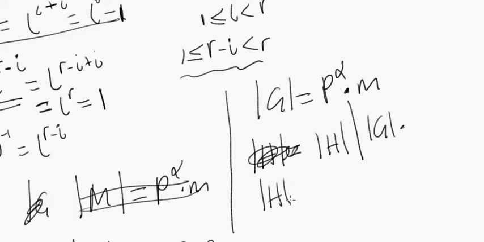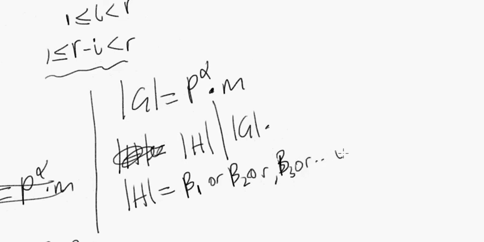Let's say these were the divisors. There's some divisor called beta 1, another divisor called beta 2, beta 3, and so on and so forth. Do you think p to the alpha is a divisor of p to the alpha times M, or some other possibility, let's say up to beta to the r? Given this information, if we wrote down all the divisors and we know that the order of H has to be one of the divisors, what's one possible strategy that may help us solve this problem? Can you think of one?